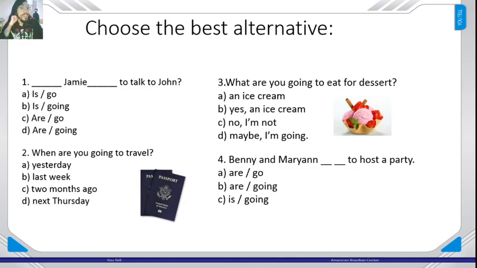Do you understand? So let's put your attention in the number 3 now, okay? Look at the question. What are you going to eat for dessert? What are you going to eat for dessert? Letter A, an ice cream. Letter B, yes, an ice cream. Letter C, no, I'm not. Letter D, maybe I'm going. What is the best alternative? Pay attention. A, B, C, or D? Let's go.